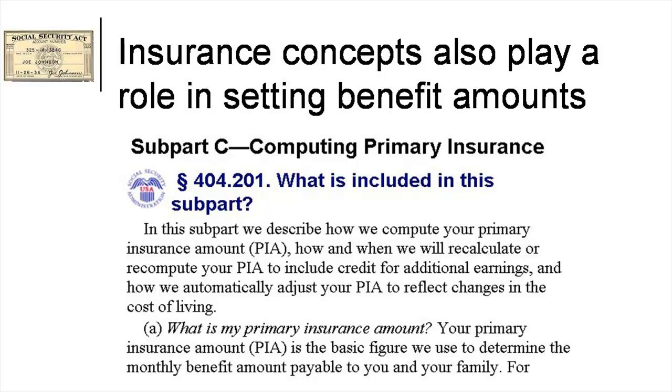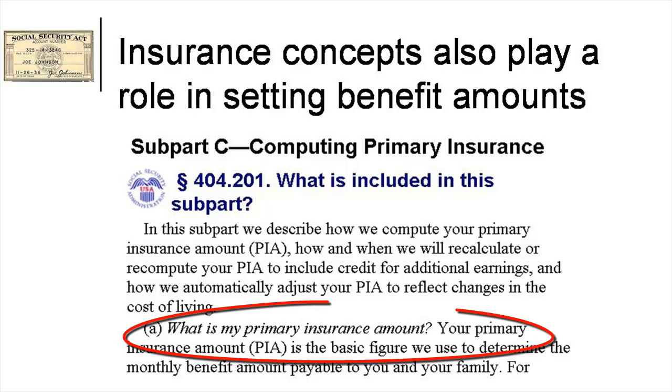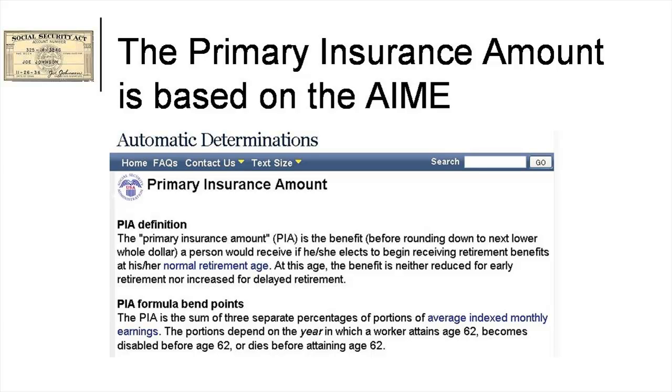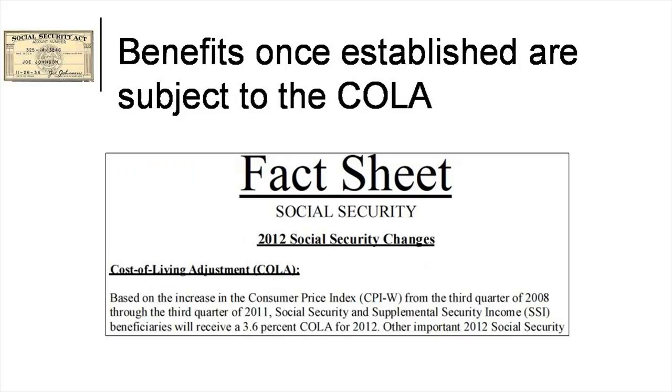The key benefit figure from which virtually all payments are derived is the insured individual's primary insurance amount, or PIA. The primary insurance amount rests, in turn, on a measure of the individual's level of past covered earnings, termed the Average Indexed Monthly Earnings figure, or AIME. Once benefits have begun, a calculation unrelated to past earnings adjusts the benefit amount on an annual basis to keep pace with increases in the cost of living. This is the COLA, the Cost of Living Adjustment.